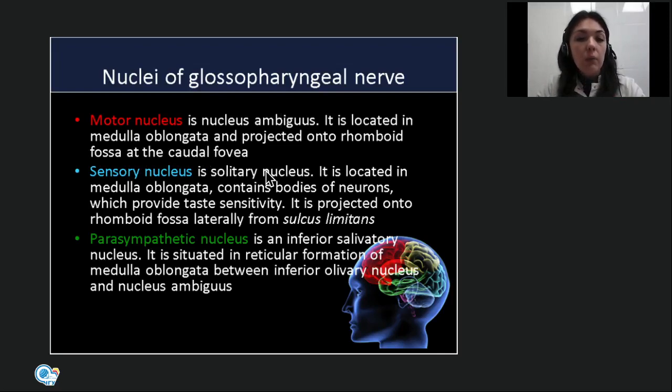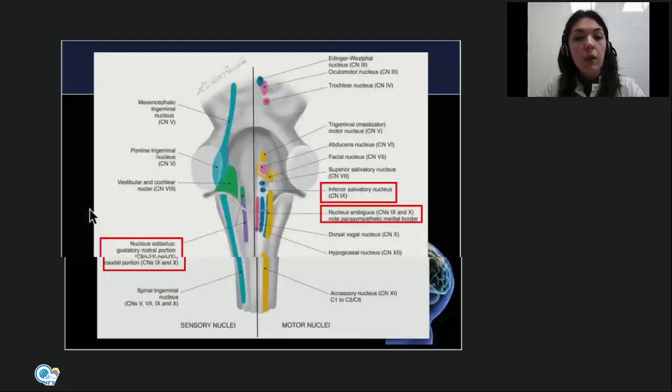It is located in the medulla oblongata, contains bodies of neurons which provide taste sensitivity, and it is projected onto the rhomboid fossa laterally from the sulcus limitans. And the parasympathetic nucleus is the inferior salivatory nucleus. It is situated in the reticular formation of the medulla oblongata between the superior salivatory nucleus and nucleus ambiguus.